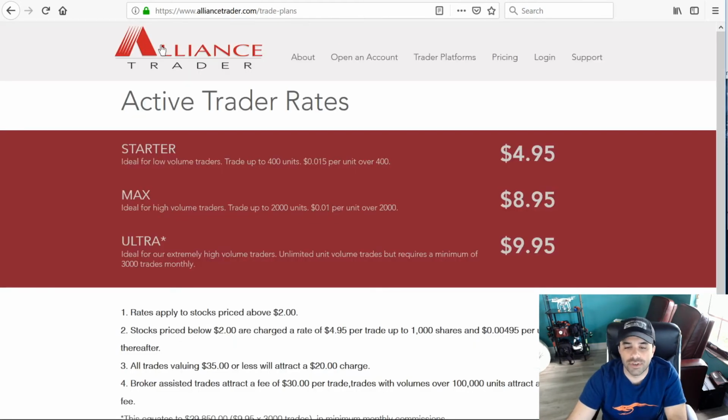The next one's Alliance Trader. Alliance Trader, I believe, came out a year or two ago. At least it became very popular at that point. Alliance Trader has a pretty good rep, but they're extremely expensive. As you can see here, $4.95 per trade. Sounds fine, right? But that's only if you're doing 400 shares.